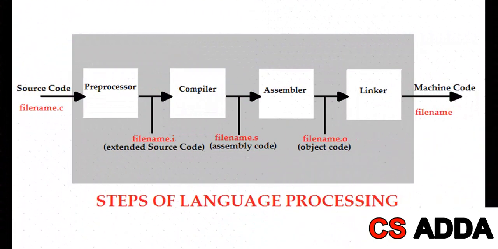So these are the steps that our program passes through while it is being converted from C source code to machine code.